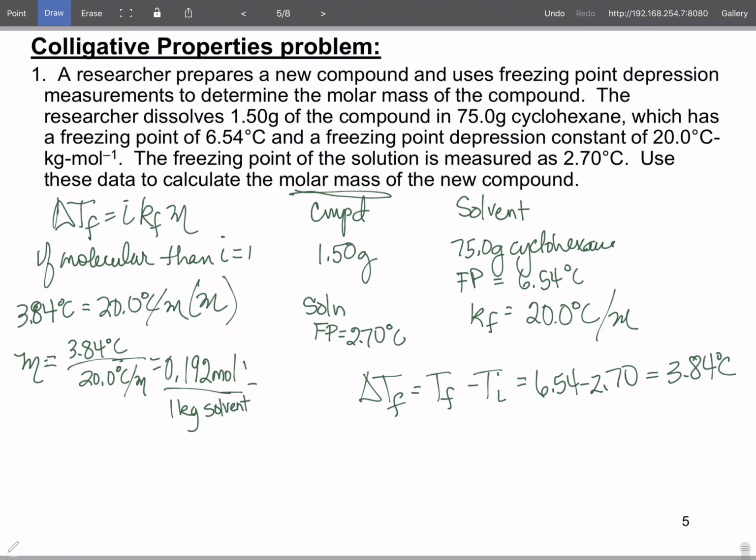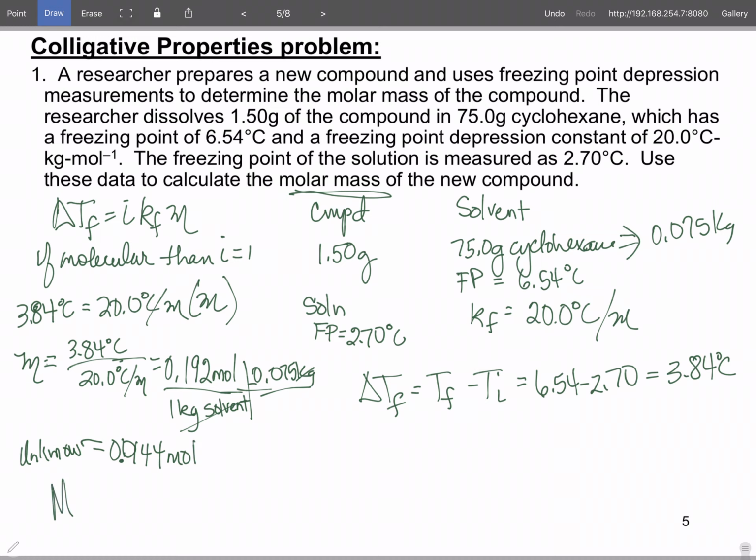So if we go back over here and look, we know that our solvent is 75 grams, that's 0.075 kilograms. So we'd multiply it by 0.075 kilograms. So if our kilograms of solvent cancels, then we know that our unknown is 0.0144 moles in this compound.